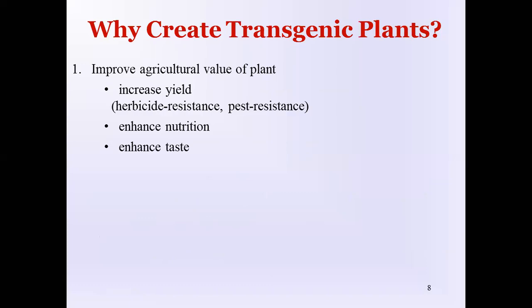So why create transgenic plants? The first thing is to improve the agricultural value of plants. So increase yields through herbicide resistance and pest resistance, and enhance nutrition quality. Nutrition enhancement is also one of the goals of creating transgenic plants. Enhance the taste of a crop or of food. These are some of the objectives for which we create transgenic plants.